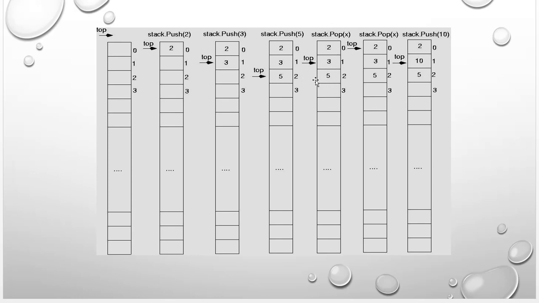So when you remove 5, the next value that now becomes the top is 3. So last in was 5, but it was first out when we called a pop function. Then the next pop operation will remove 3, which is now at the top, and 2 will now be at the top. Then if we do a push operation, we have 10 at the top and 2 next to 10, and 5 has already been removed. So that's basically how stacks work.